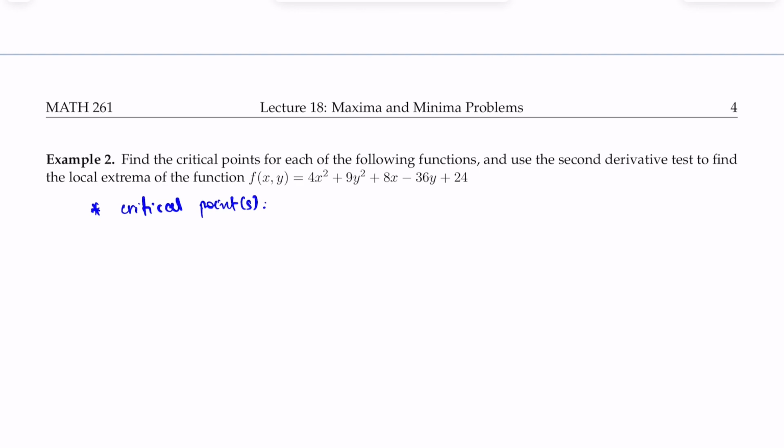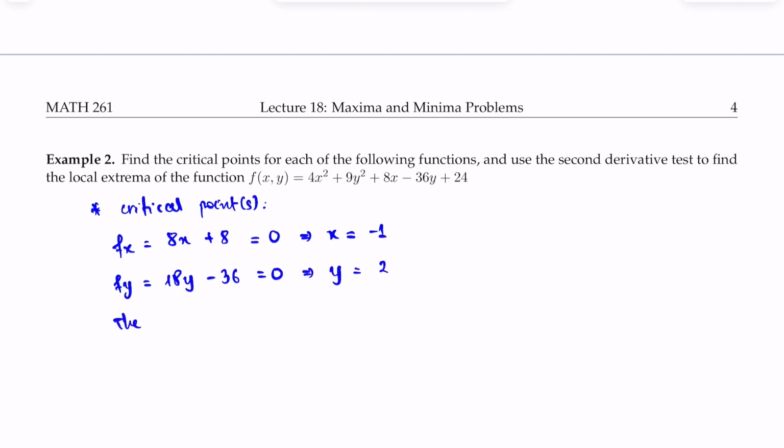So for this function, f sub x is equal to 8x + 8. You set this equal to 0 and solve for x, you get x = -1. Now for the partial derivative of the function with respect to y, you have 18y - 36. You set this equal to 0 and solve for y, you get y = 2. Then the critical point is (-1, 2).